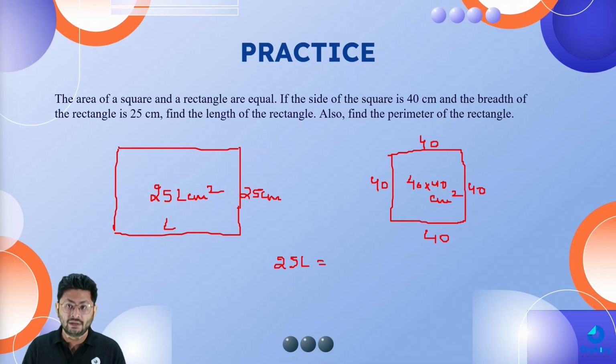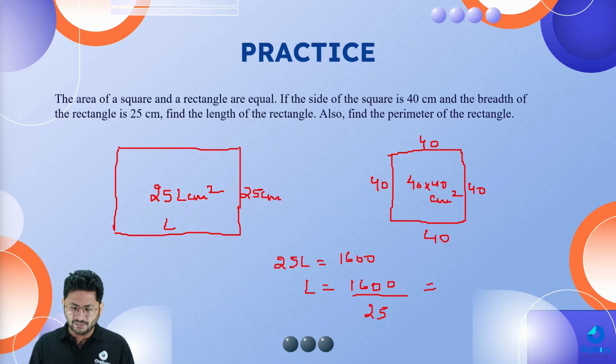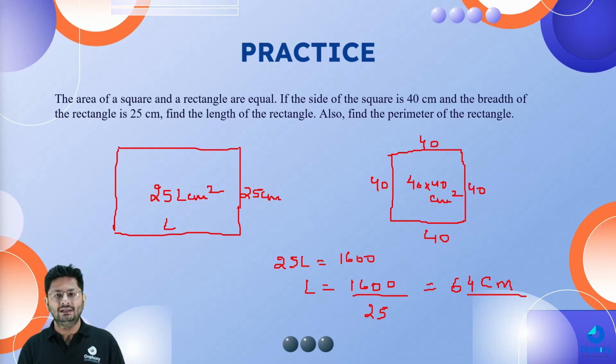So 25L should be equal to 1600 and L should be equal to 1600 divided by 25. And if we calculate, this should be equal to 25 into 6, 150, and 25 into 4, 100. So 64 centimeters should be the length of the rectangle. तो कभी कभार ऐसे क्वेश्चंस भी आ सकते हैं where we have to compare the area, okay, and get one of the dimensions of one of the figures.